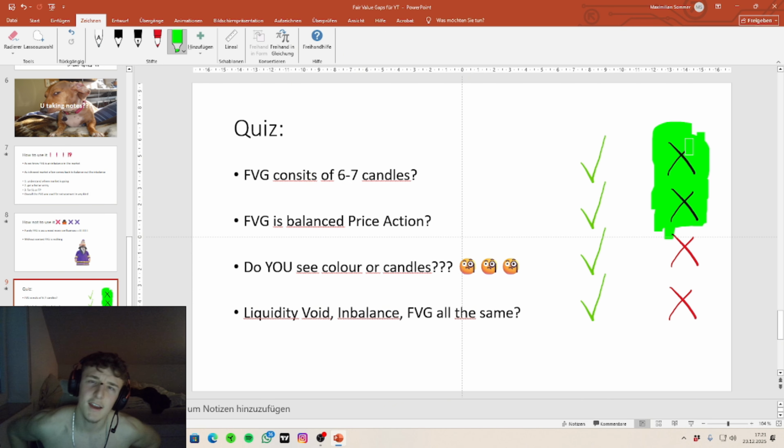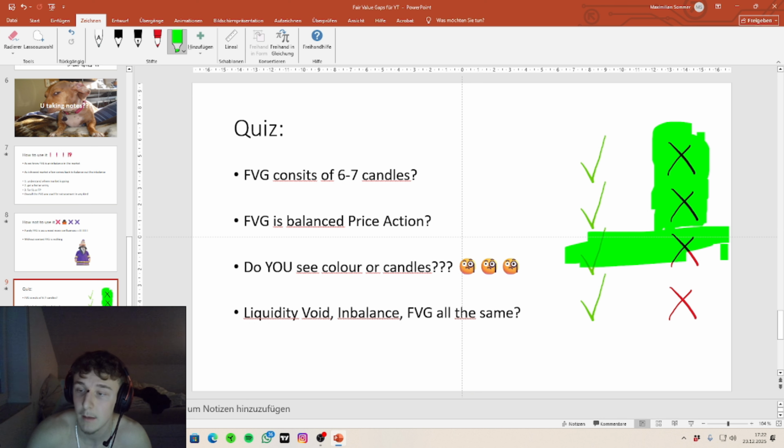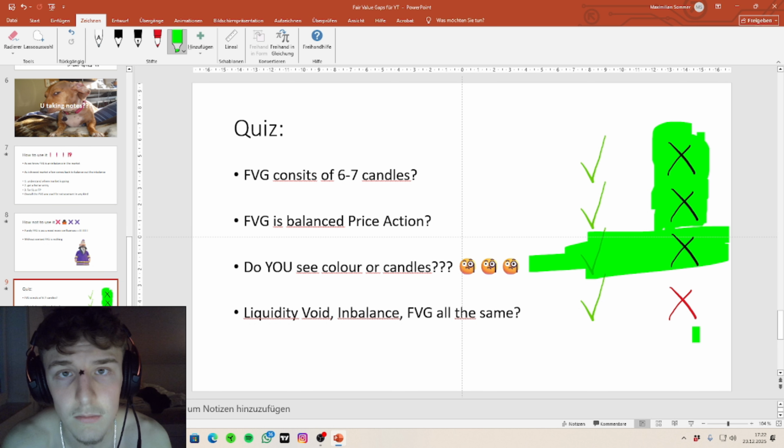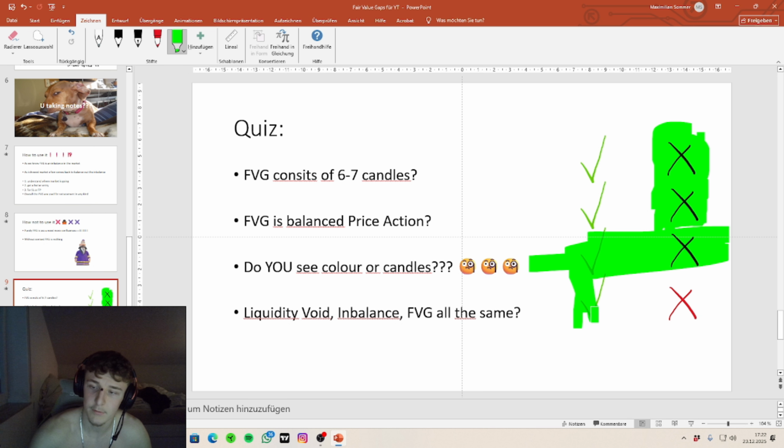Do you see color or candles? Be honest. Does the color really matter? Or the size? No! Correct. So you don't see color or size, you just see candles. Liquidity void, imbalance, and fair value gaps are all the same. Yes, they are all the same, just different words.